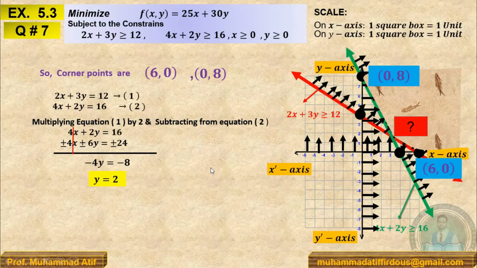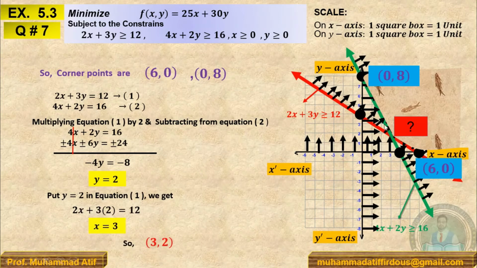Just put this value of y in equation 1 or 2, meaning put y is equal to 2 in equation 1, you have your value x is equal to 1. So our point of intersection of these two lines is (3, 2), meaning our last corner point is (3, 2). So we have all our corner points: (6, 0), (3, 2) and (0, 8).